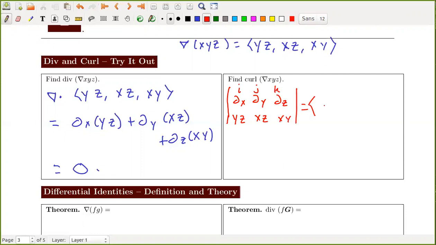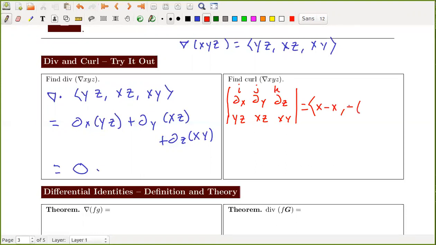Okay, so the first component is going to be the determinant of the 2x2 matrix, the one that's in the bottom right. So it's going to be the y derivative of xy minus the z derivative of xz. So the y derivative of xy is x. The z derivative of xz is x. Of course, that'll be 0.